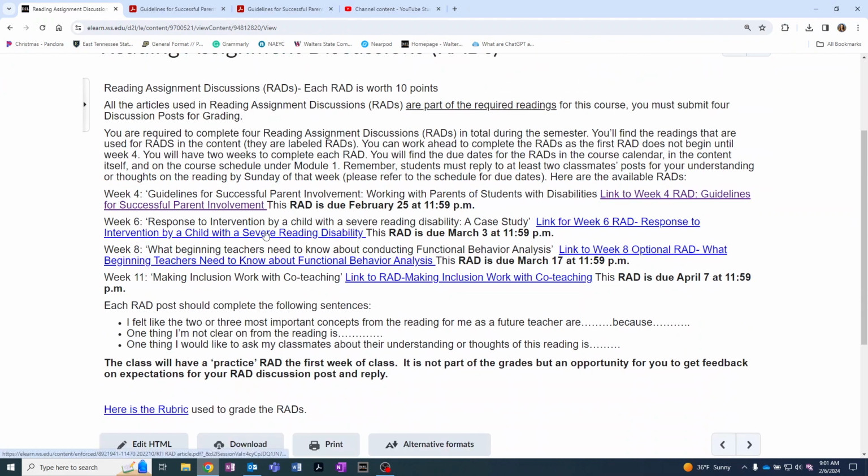And even maybe if you have a planner or calendar, mark this down so you'll have these dates. Okay, so the second one will not be until March the 3rd. But I wanted to just make sure that you have plenty of time to prepare for these RADs.